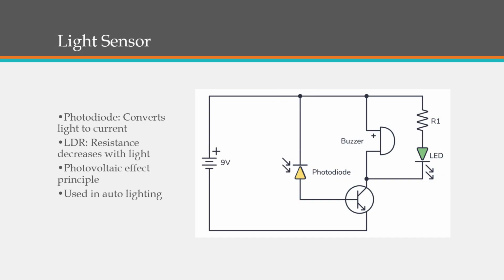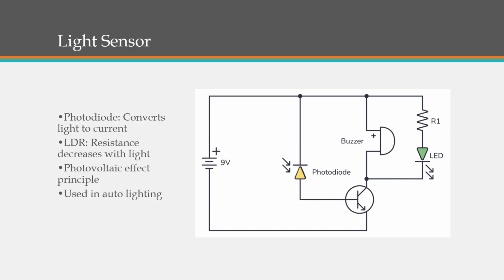Now let's begin with the light sensor. We have two main types, the photodiode and the light-dependent resistor, or LDR. The photodiode works based on the photovoltaic effect. When light photons hit the sensor's PN junction, it generates current. The brighter the light, the greater the current produced. This property makes them ideal for applications requiring high speed and precision.